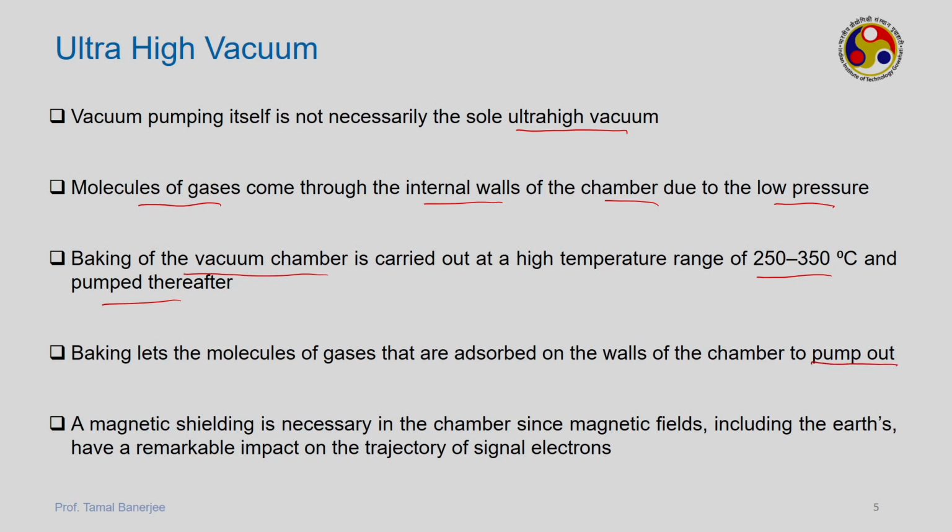Now, another part which actually affects the electron flow is the magnetic shielding, which is due to the Earth's magnetic field. So, magnetic shielding is used so as to avoid the Earth's magnetic field, because this Earth's magnetic field has a remarkable effect. If not given, it may have a remarkable effect on the trajectory of the signal electrons.